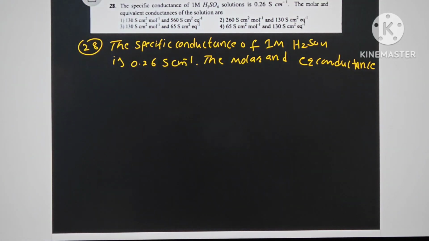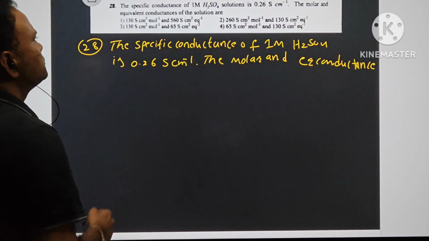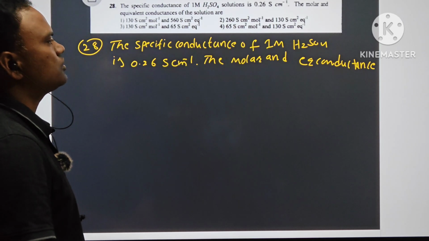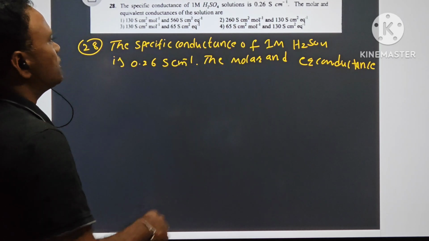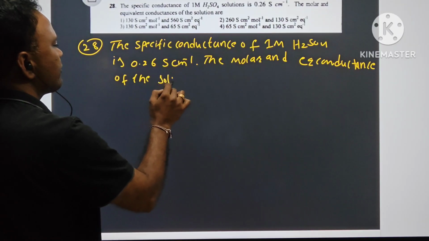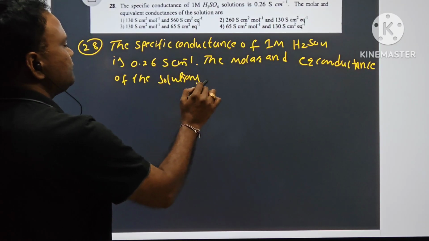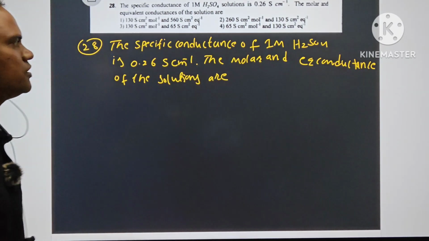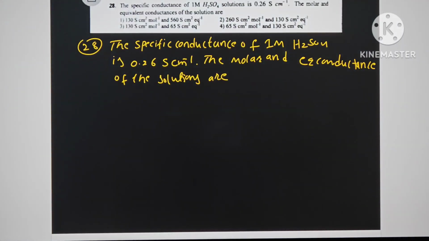Open the PDF in your group, all of you, or you can see the board also. Now I am writing the question, equivalent conductance of this. This is the question. What is given to you? Specific conductance of 1 molar sulfuric acid is given, 0.26 Siemens centimeter inverse. The molar and the equivalent conductance of the solutions.